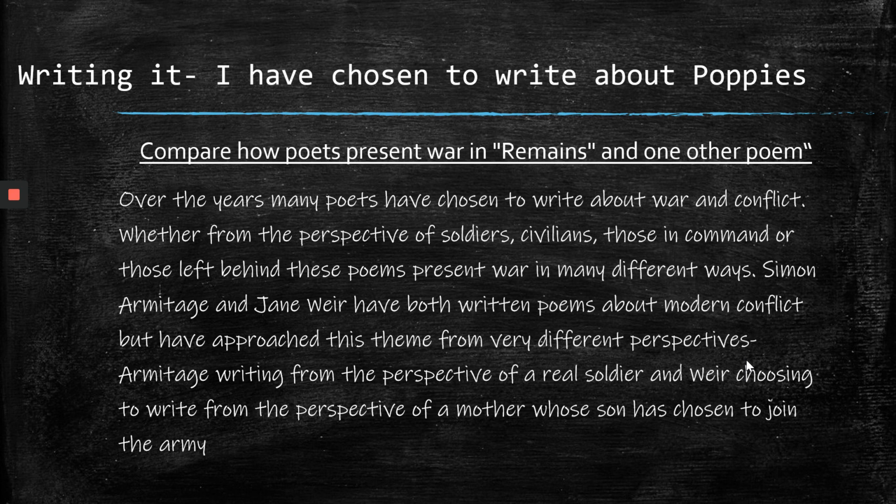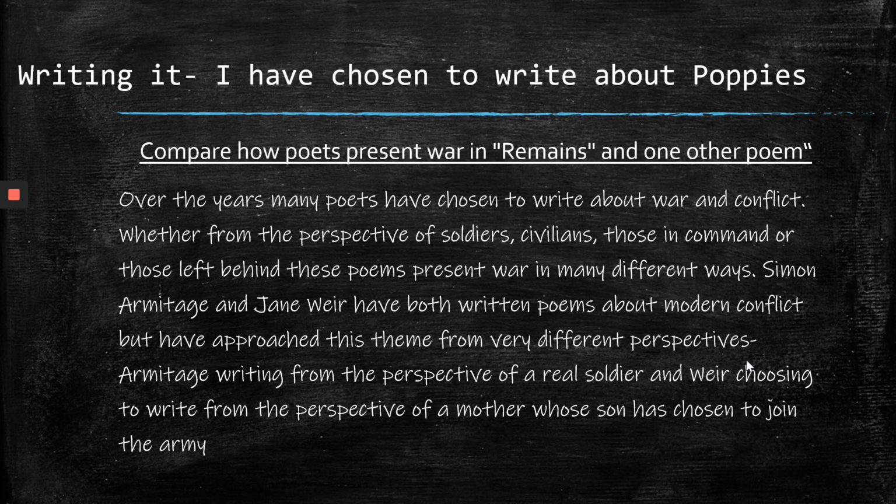And then you have my thesis statement. Over the years, many poets have chosen to write about war and conflict. Whether from the perspective of soldiers, civilians, those in command, or those left behind, these poems present war in many different ways. Simon Armitage and Jane Weir have both written poems about modern conflict, but have approached this theme from very different perspectives. Armitage writing from the perspective of a real soldier, and Weir choosing to write from the perspective of a mother whose son has chosen to join the army.